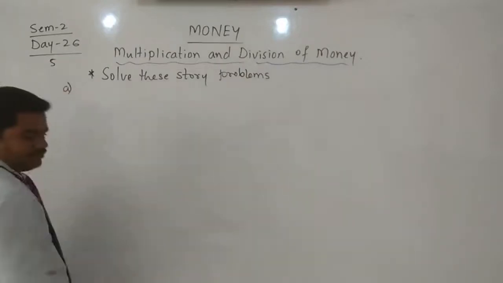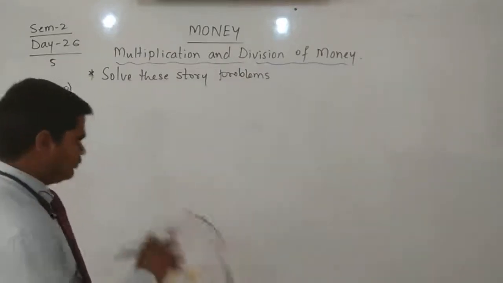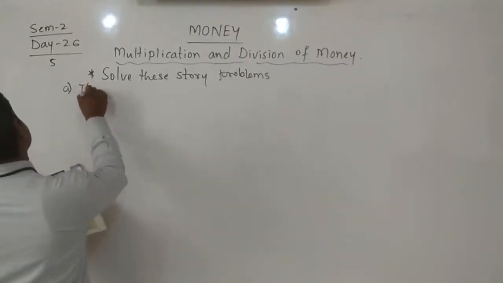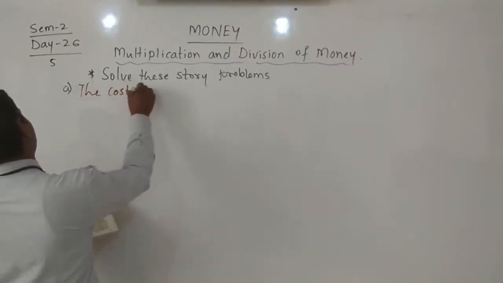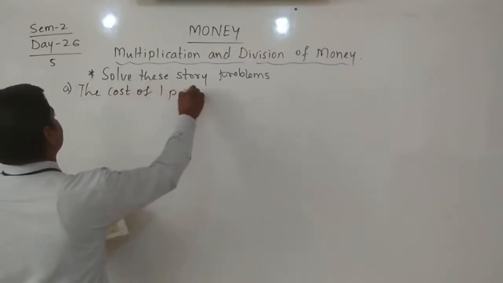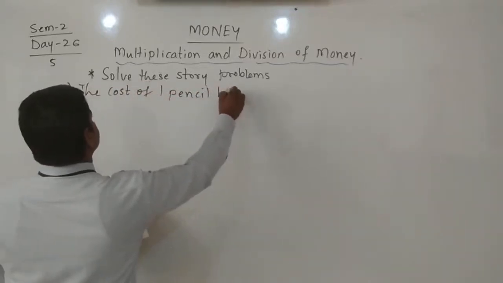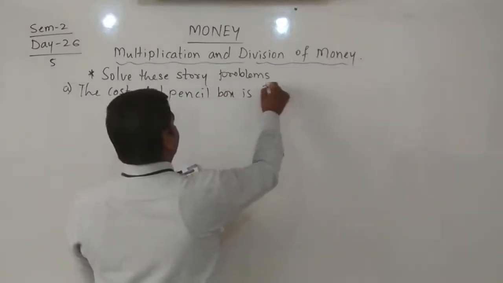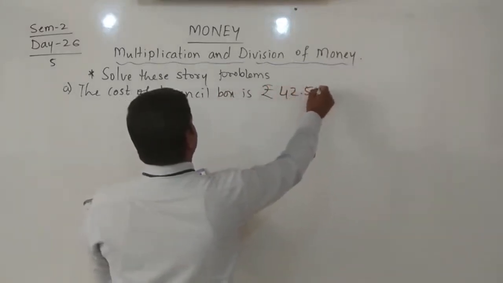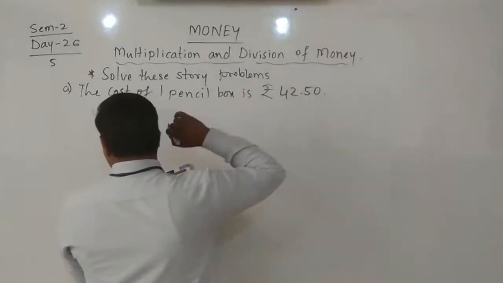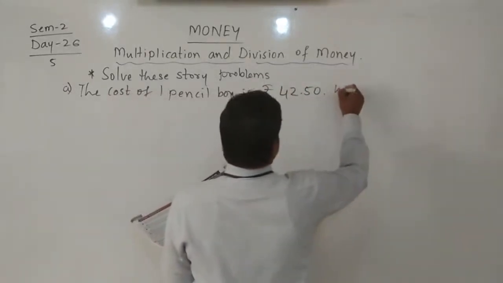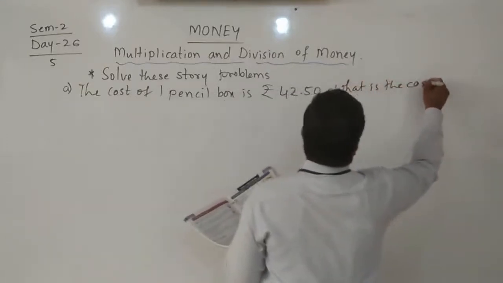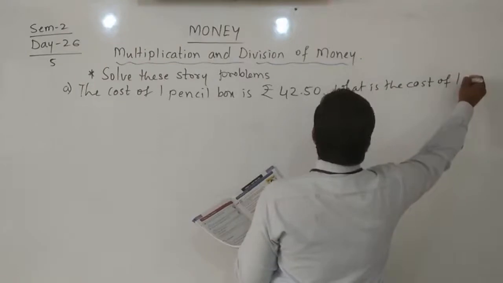A. The cost of one pencil box is rupees 42.50. What is the cost of 1 dozen boxes? What is the cost of 1 dozen?